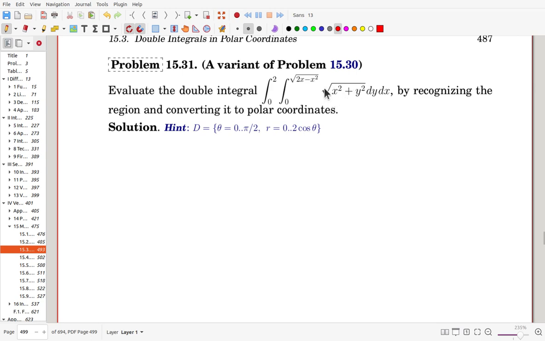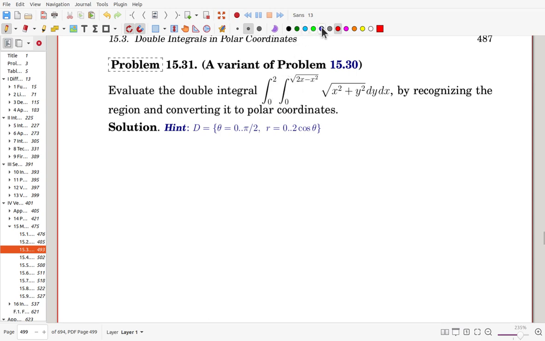We have no elementary antiderivative for this term, so we cannot get it. To get the integral by converting to polar coordinates, first we have to recognize the domain. From the lower and upper bounds, we can see that x is moving from 0 to 2.